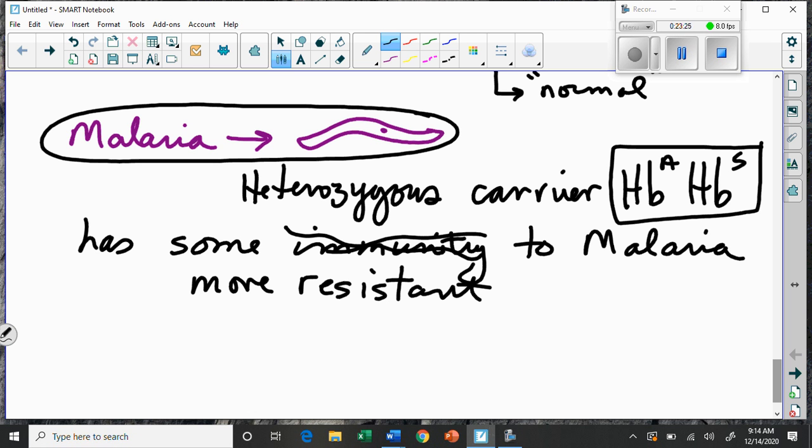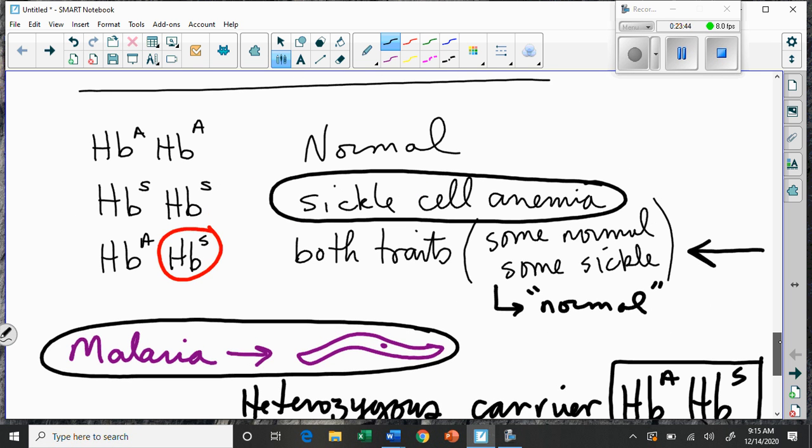And this is a case of a codominant situation. Because remember, if it was a dominant recessive situation, you could either have all round red blood cells or all sickles. There wouldn't be this mix. But the codominance allows for both. So that's another example of codominance.